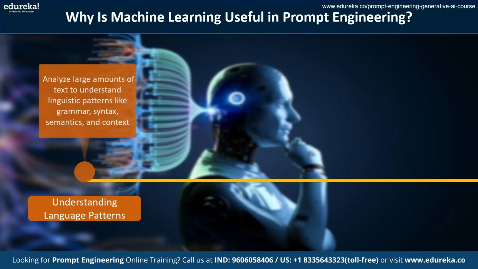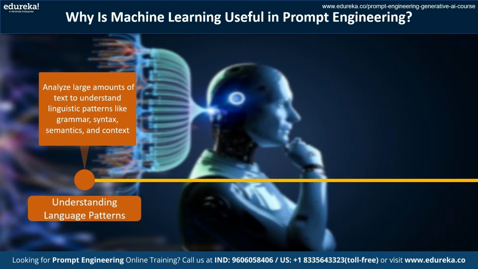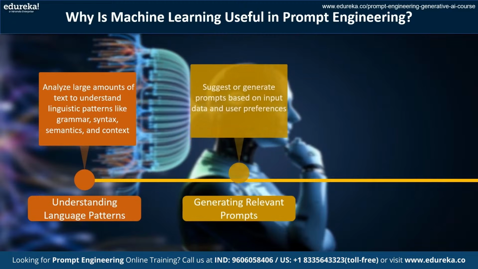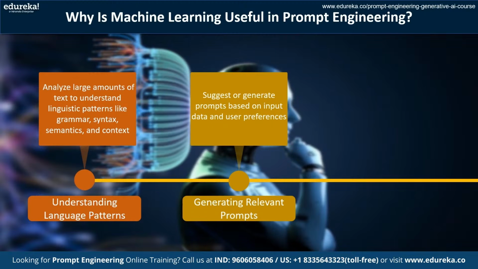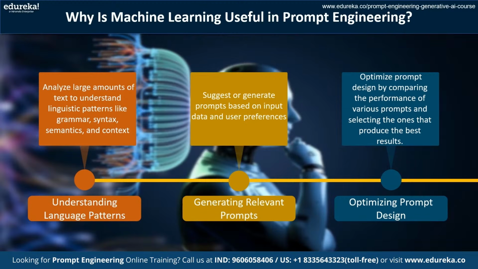So first, understanding language patterns. Machine learning algorithms can analyze large amounts of text to understand linguistic patterns like grammar, syntax, semantics, and context. So this understanding is critical for developing effective prompts that generate desired responses from language models. Next, generating relevant prompts. Machine learning models can suggest or generate prompts based on input data and user preferences. These prompts can be tailored to specific tasks, domains, or user requirements, making them more useful and efficient for guiding language models.